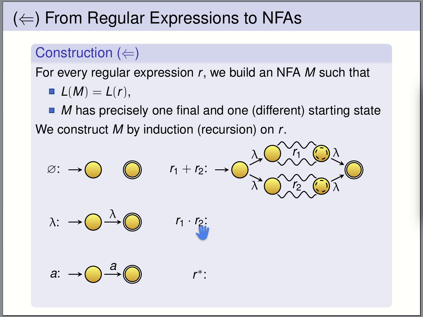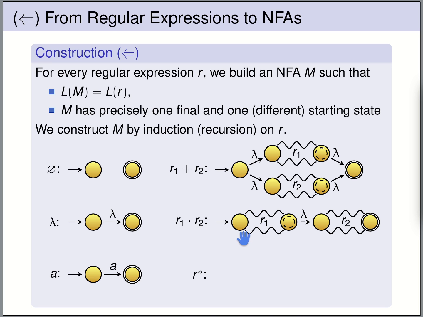And likewise, we can construct an automaton for the regular expression R1 times R2. So what should this automaton do? It should accept the concatenation of the languages of R1 and R2. So we create a new automaton. Again, we assume we have already translated R1 into an automaton and R2 into an automaton. We keep the starting state of R1. We keep the final state of R2. But we make the final state of R1 no longer final, and we add a lambda transition from the old final state of R1 to the old starting state of R2.